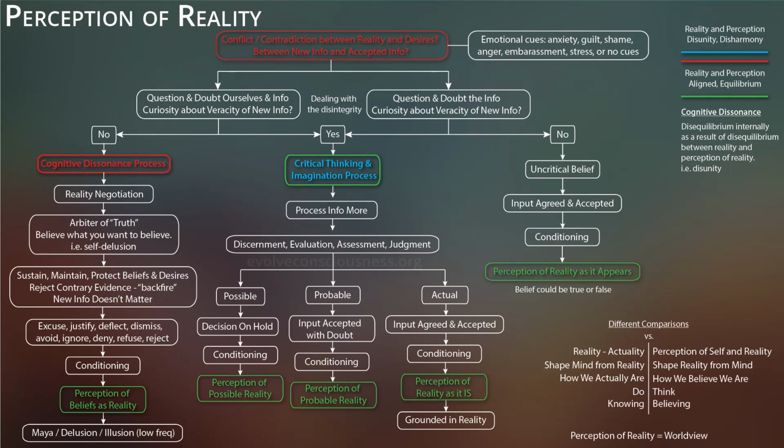the cognitive dissonance process, where we have cognitive dissonance as a conflict, but we're going to engage in reality negotiation rather than process the information more and discern the validity of it. No. Now we're just going to engage in reality negotiation. We're going to be an arbiter of truth, believe whatever we want to believe, and that's a self-delusion. We sustain, maintain, protect our beliefs and desires.